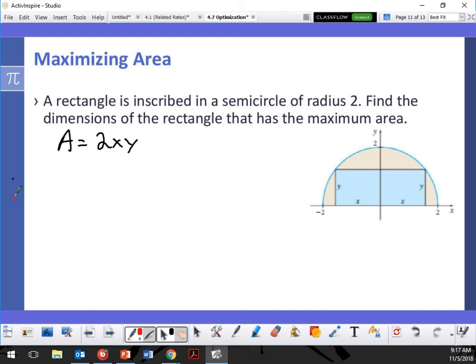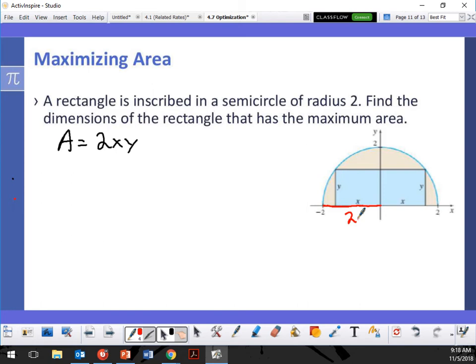Alright, so let's see. What else do we know? The radius is going to be what? 2. Radius is 2, right? So if the radius of the circle is 2, I know that from here to here is going to be 2. So that's the maximum I can get out of there. So half circle, right? The area of the half circle would be pi r squared divided by 2?